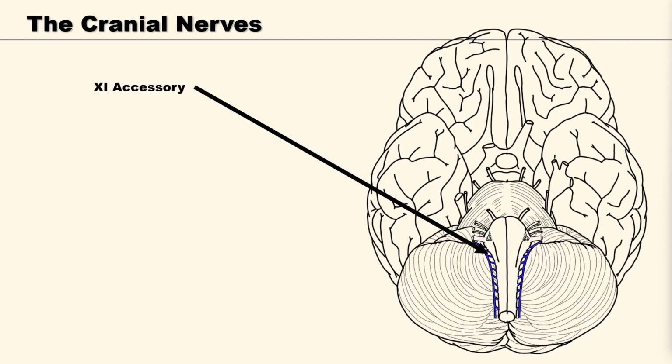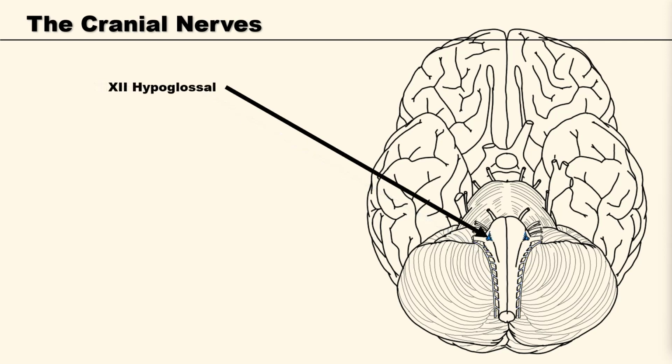The penultimate cranial nerve is accessory nerve 11. This nerve provides efferent fibres to a small number of muscles in the neck and across the shoulders. And the final cranial nerve is the hypoglossal. These motor fibres innervate the intrinsic and extrinsic muscles of the tongue, with exception of palatoglossus. So that was a whistle-stop tour of the cranial nerves.